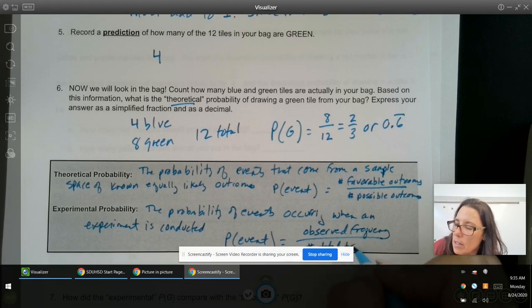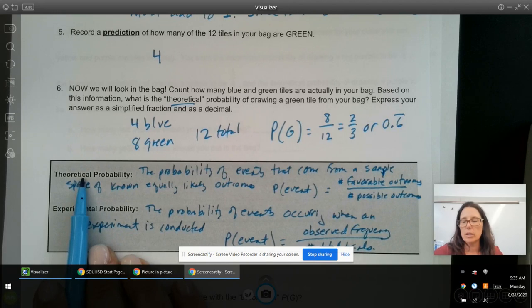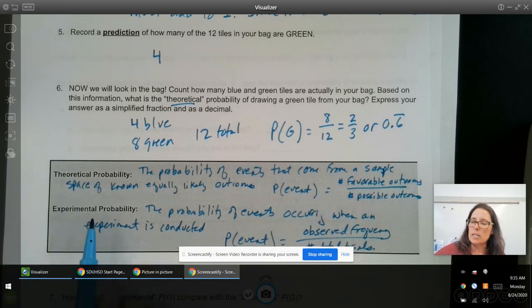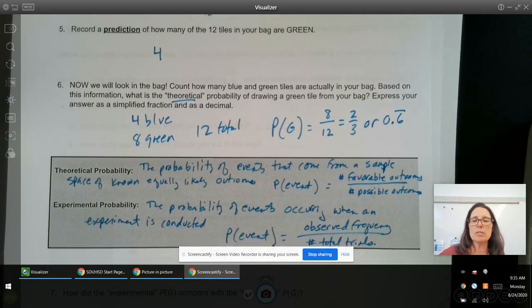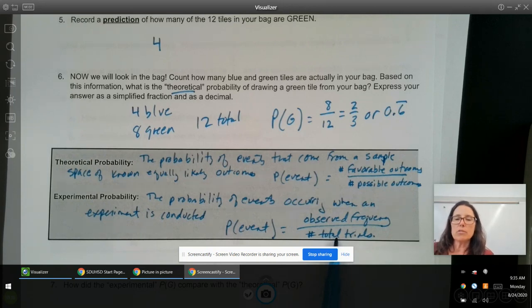Okay, so here's what I was getting turned around, because I didn't notice that one was theoretical first, since we did experimental first on the last page. All right, the probability of events occurring when an experiment is conducted. So we first did an experiment that had 6 trials. 6 went down in the denominator. That was the number of total trials. And out of those 6, I think we only had 1 green. So that was how many we saw. Observed frequency is what do we see and record.